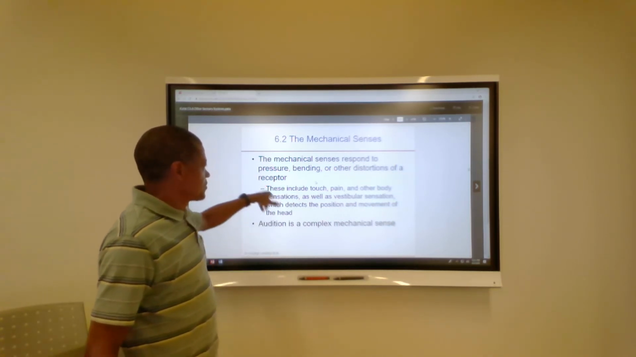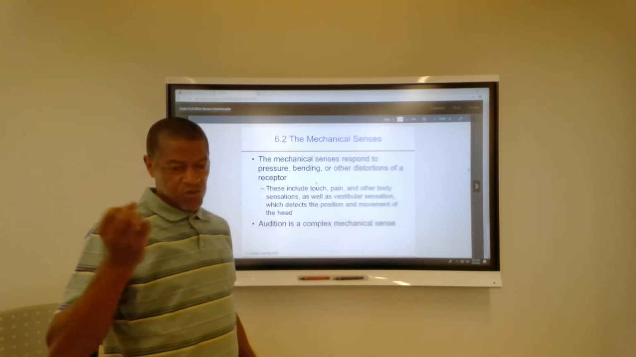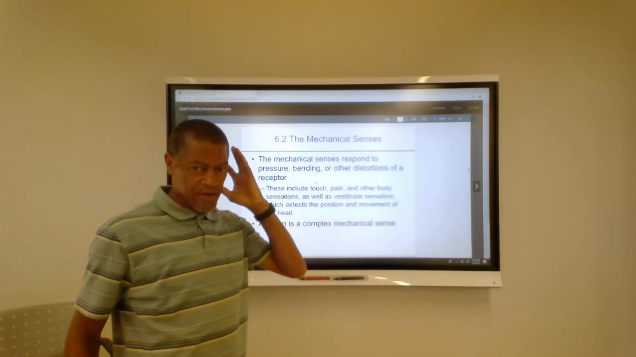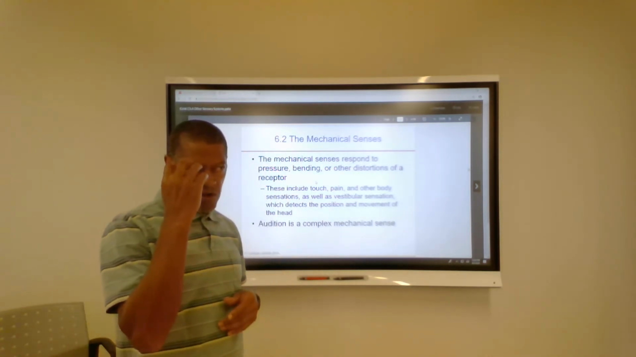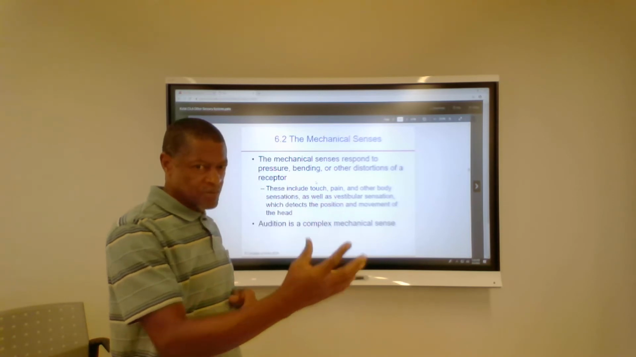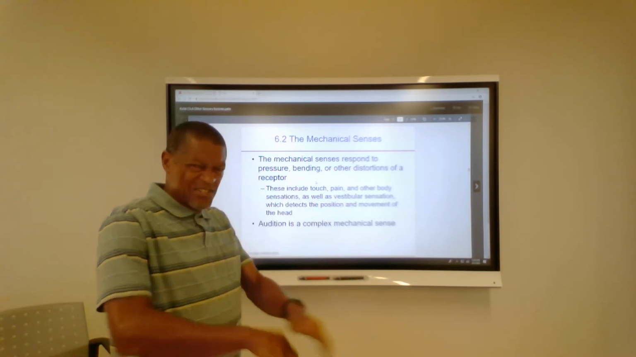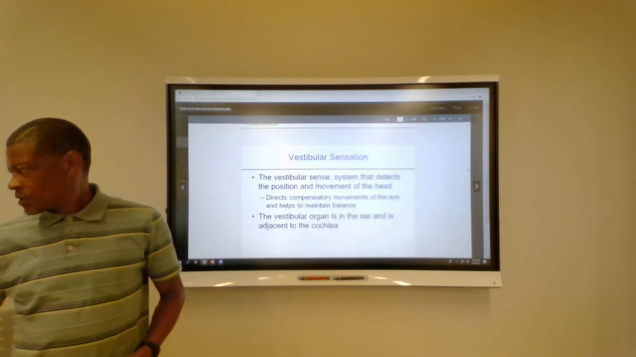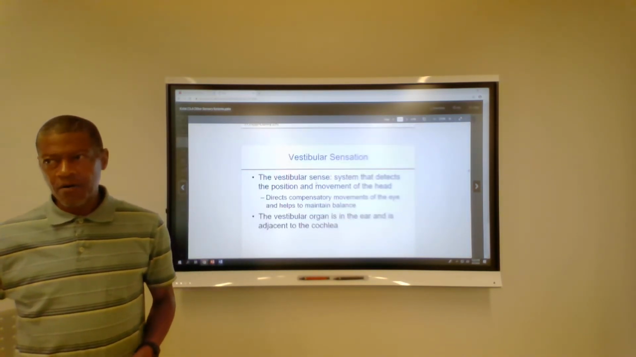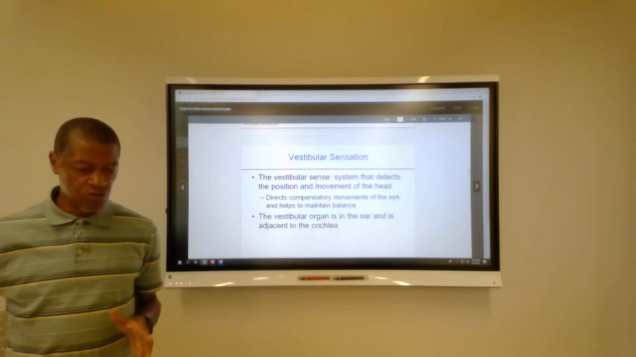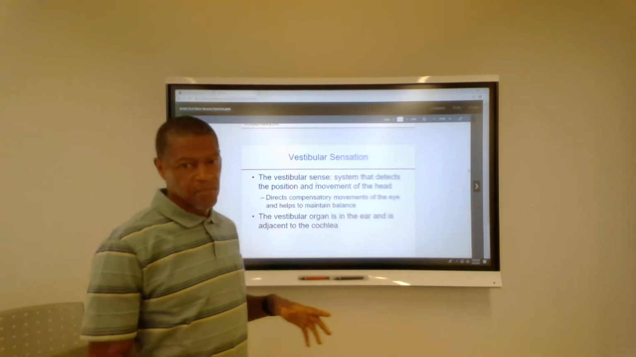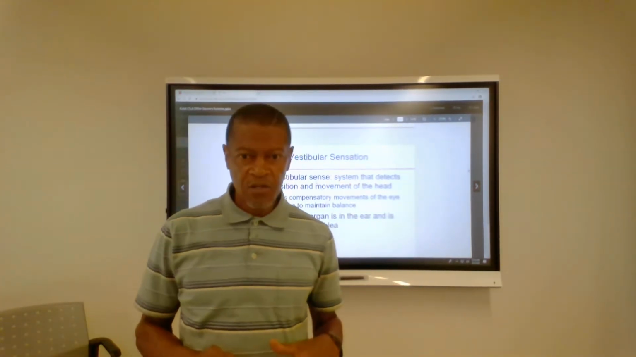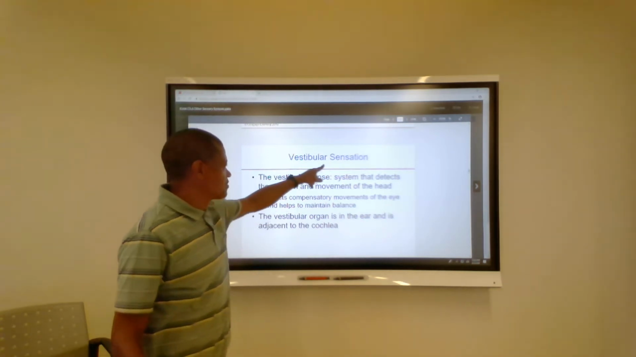So receptors, again, have to be used to detect things. We said for hearing, hair cells; for vision, photoreceptors; for touch, multiple receptors. Anytime you think about the ear connected to mechanical sense, we're speaking about being able to rotate your body around and not be dizzy. So vestibular, that's what that pertains to, vestibular sensations.